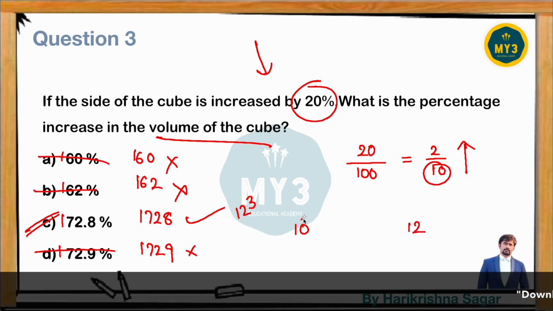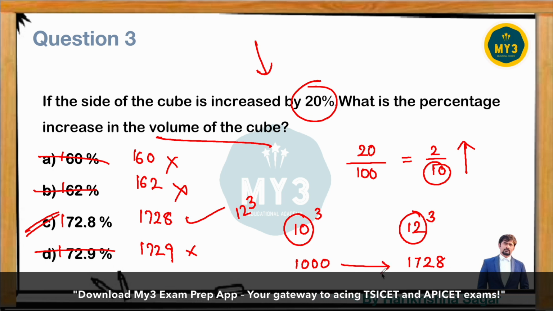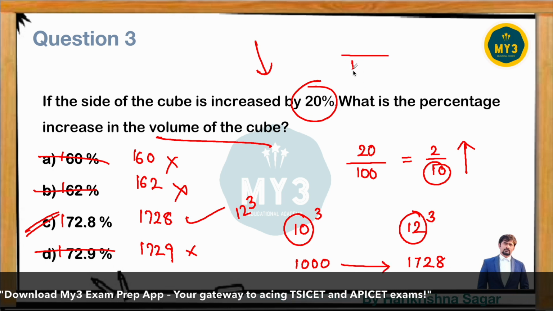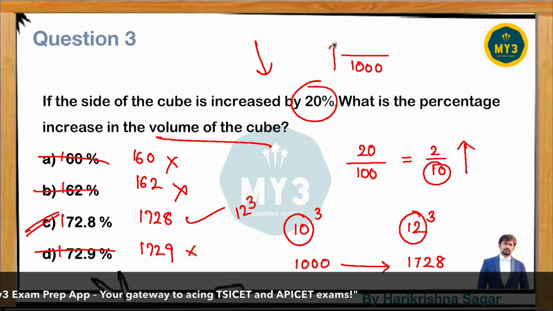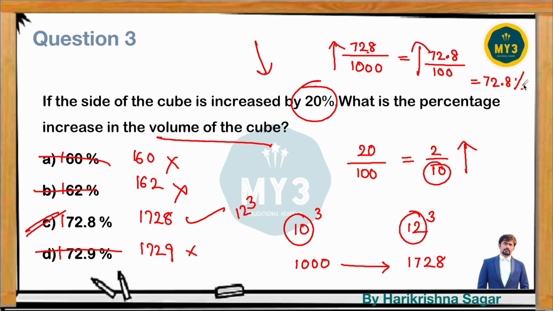So if the initial side length is 10, the volume will be equal to 10 cube, which is 1000. If the new side length is 12, then the volume will be 12 cube, 1728. From 1000 to 1728, what is the percentage increase is the question. On top of 1000, there is an increase of 728. To calculate in percentage, you can replace 728 as 72.8 by 100 and we can take the answer as 72.8%. Like that we can solve.